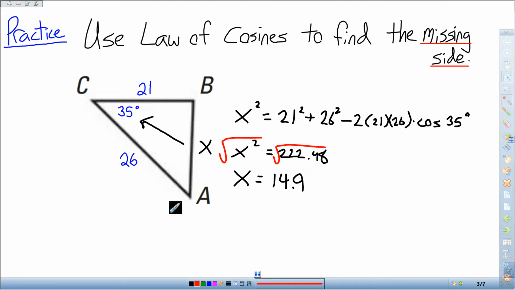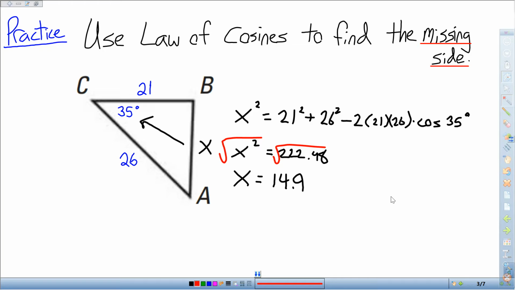Okay, and I'm looking at this side length being 14.9, when this is 21, this is 26. Like, I thought, yeah, that fits into place. Okay, maybe not perfectly to scale on this triangle, but I kind of made up these numbers. Okay, so that's finding missing sides. It's really not too shabby.